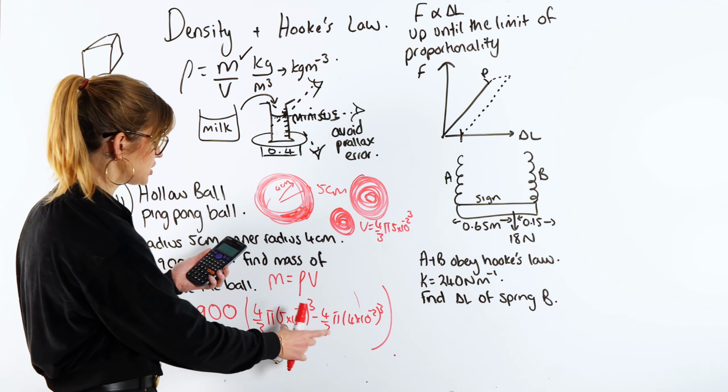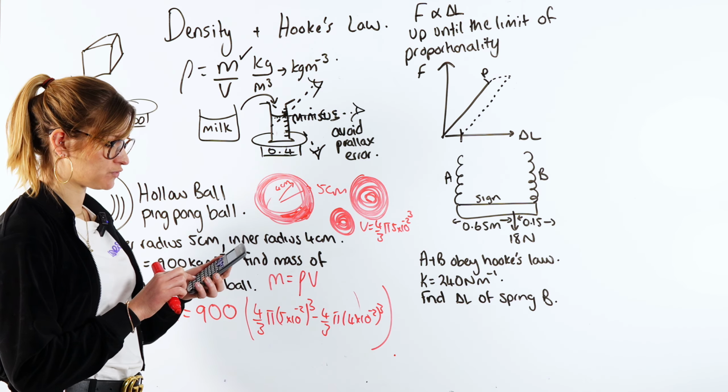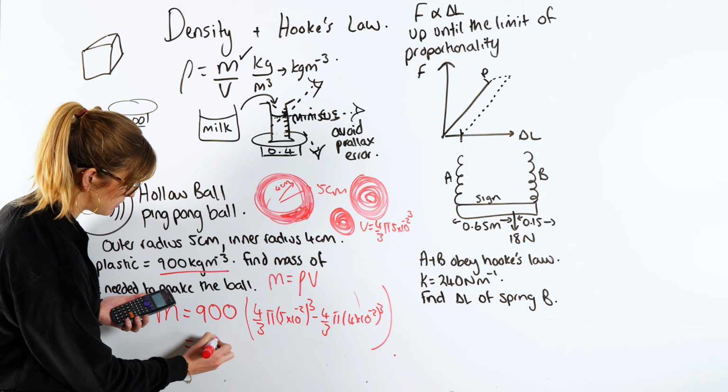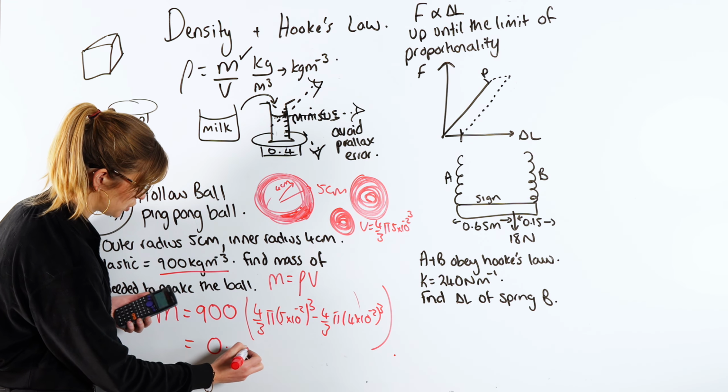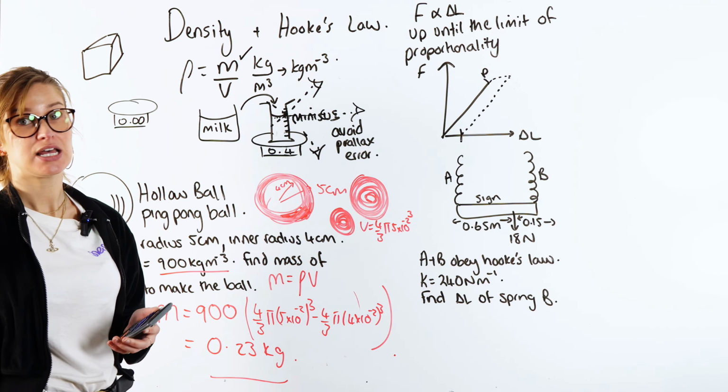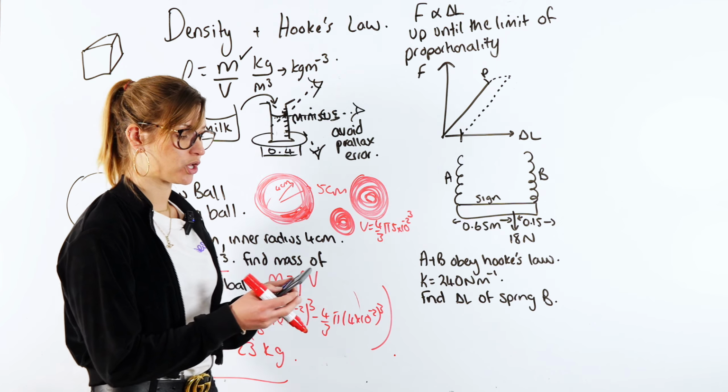So I can find out what the change in the volume is, and then I'm just going to multiply that change in volume by 900, the density, to find what the mass is. I get a mass there of 0.23 kilograms. That's the mass of that plastic material I need. However, that's a lot of math to put in your calculator in one go, so I would just double check it all the time.